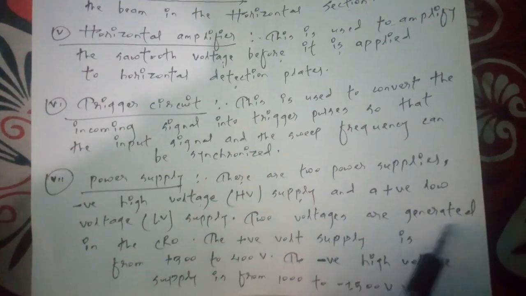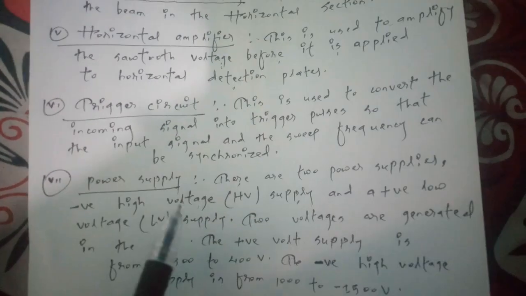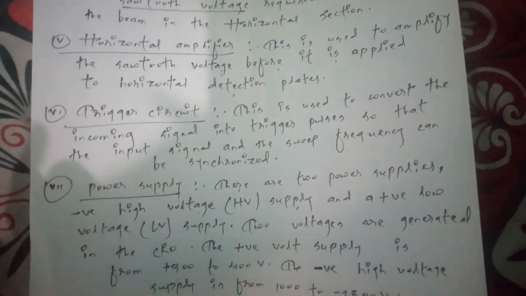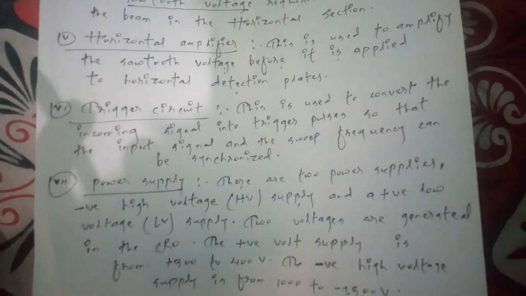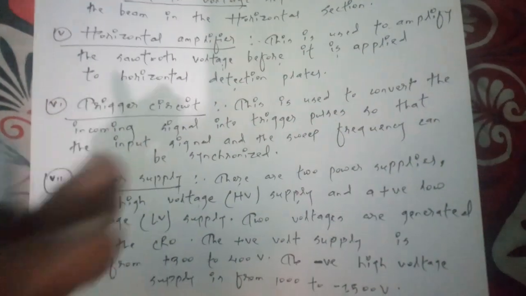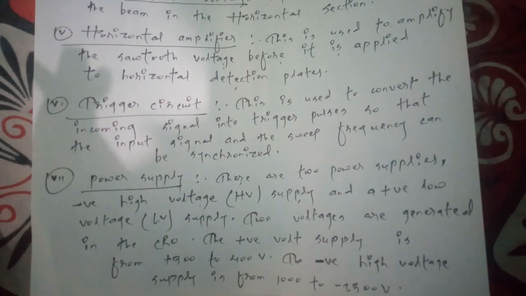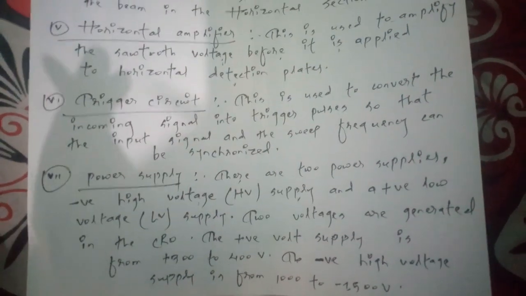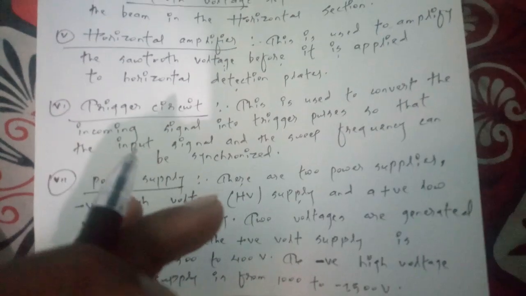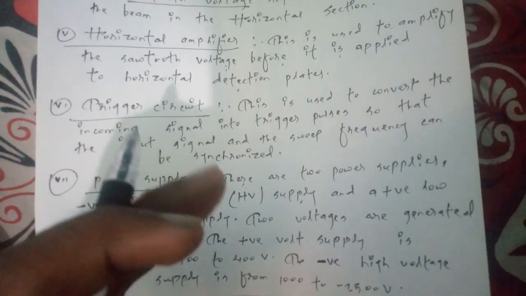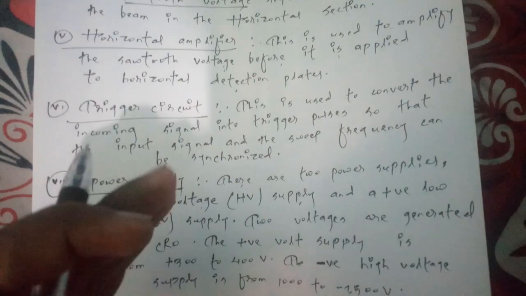Two voltages are generated in the CRO. The plus V supply is from 300 to 400 volts. Whenever we supply the plus V, we have to apply a voltage in the range between 300 to 400 volts. And for the minus V supply, we have to apply a voltage between minus 1000 to minus 1500 volts to generate the electron beam, so that it can deflect through both horizontal and vertical plates and strike the phosphor screen, and finally the waveform of the input signal can be displayed on the phosphor screen. Thank you.